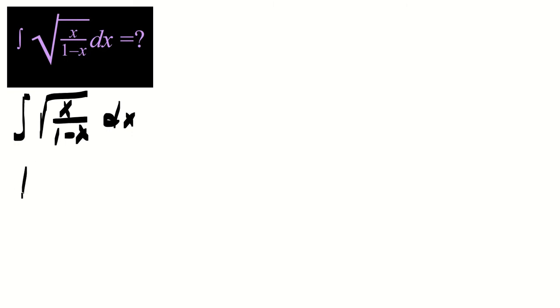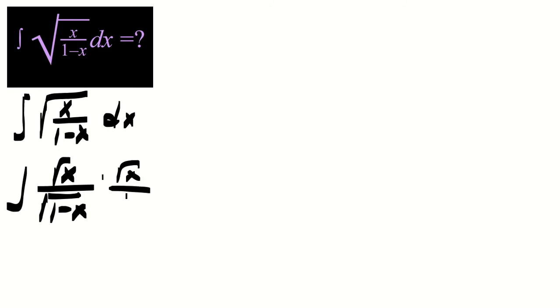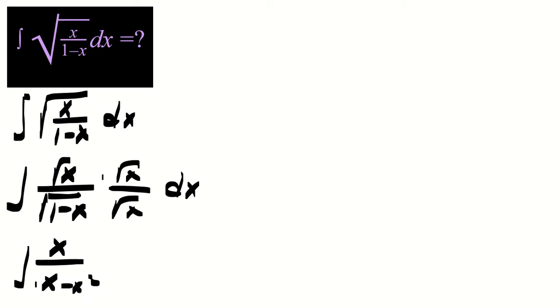So we can decompose the given square root and write it as square root of x over square root of 1 minus x dx, and then rationalize the numerator, not the denominator. That means let us remove the dx and multiply by root x over root x. It's going to be the integral of root x times root x, which is x, over the denominator, which will be x minus x square. Somehow interesting now, as you see.